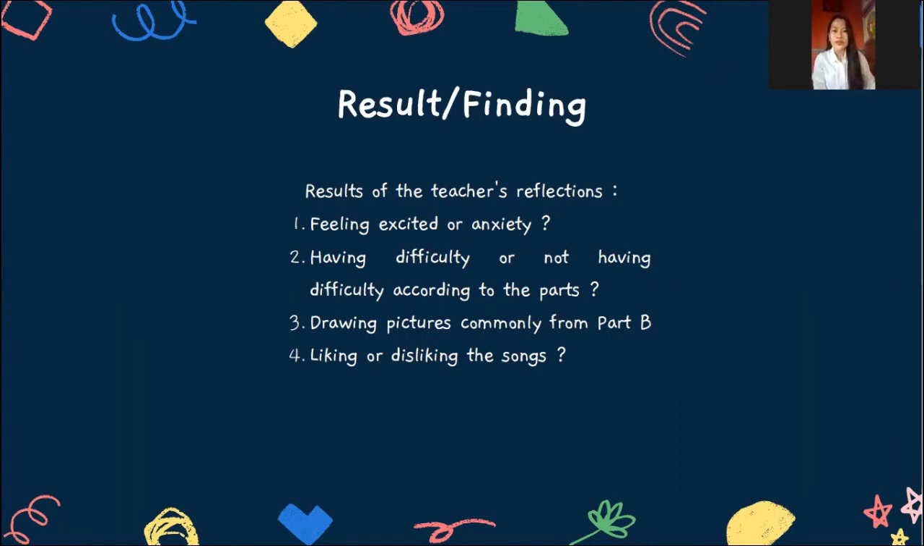Next, number three is drawing picture, commonly from part B. After answering parts A and B of the test, the students were given a piece of paper, and the teacher found that they commonly drew pictures from part B, like fish, hamburger, and so on. After that, number four, liking or disliking the song.